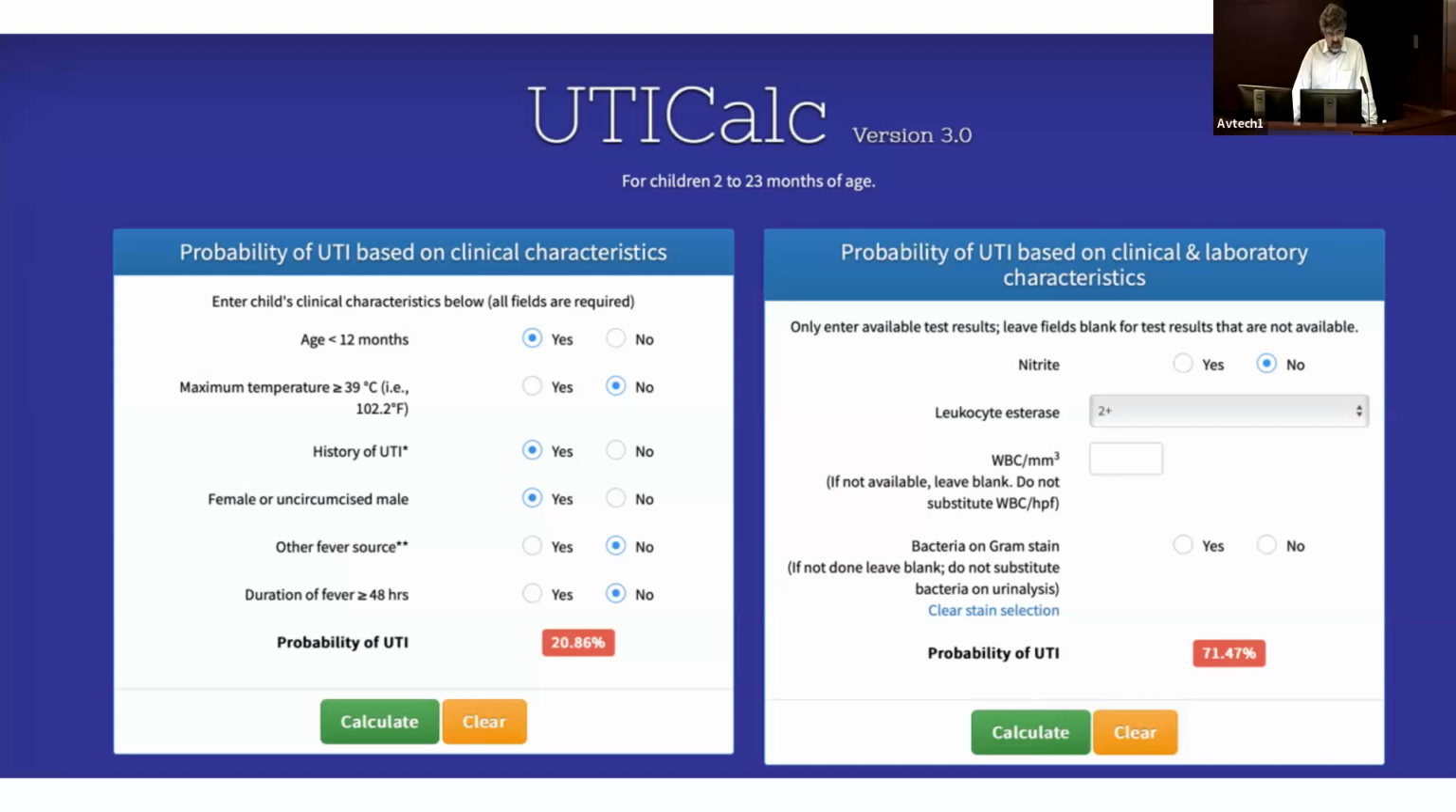And what's different in this tool is that race is not one of the categories, and the tool has been validated several times. The way this thing works, on the left side here, you enter your patient's characteristics. So for example, this patient was a theoretical patient, a child less than 12 months of age who did not have a maximum temperature greater than 39. The child had a history of UTI, was a girl, did not have another fever source, and did not have duration of fever greater than 48.